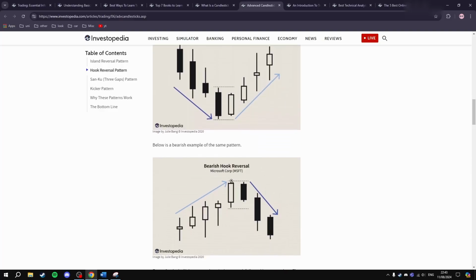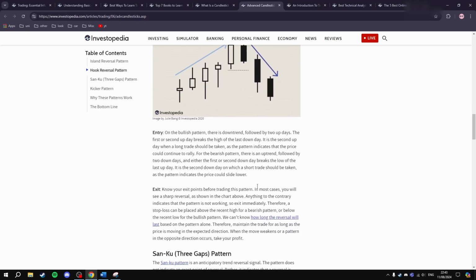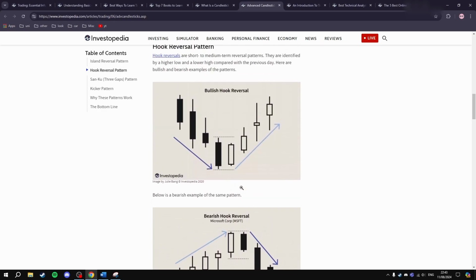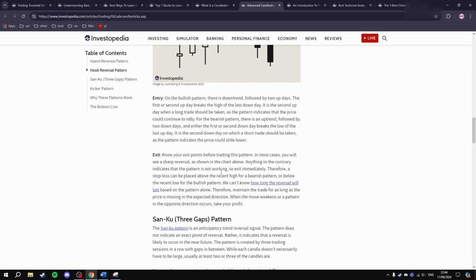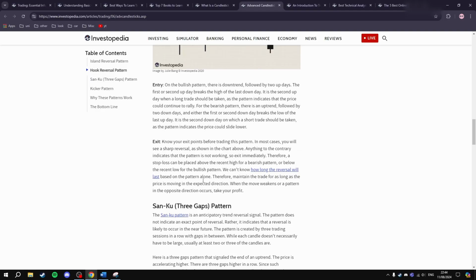So put a stop loss around here, or below the recent low for bullish. For the bullish one, place a stop loss around here. We can't know how long the reversal will last based on the pattern alone. Therefore, maintain the trade for as long as the price is moving in the expected direction. When a move weakens or a pattern in the opposite direction occurs, take your profits.